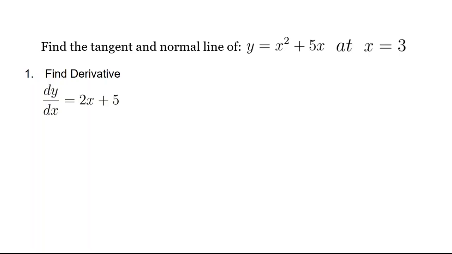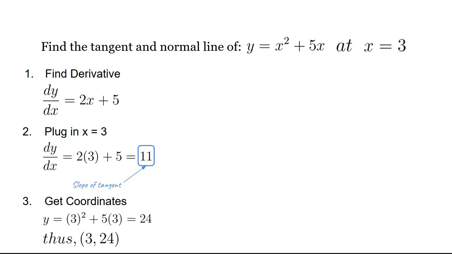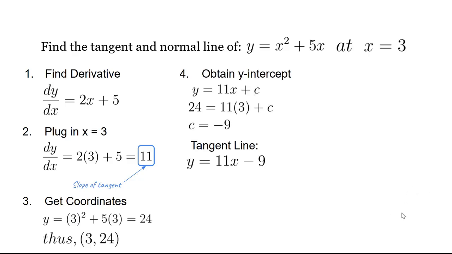Now we know that the tangent line slope is the same as the slope at the x coordinate. And as the derivative tells us the slope, we will plug in 3 to the derivative, giving us 11. This is the slope of the tangent. We also know the tangent line touches the curve exactly once at x equals 3. So let's plug x equals 3 into y, which gives us 24. So we just found the y coordinate. Now we can plug in (3, 24) into our tangent line to find the y-intercept. This gets us negative 9.